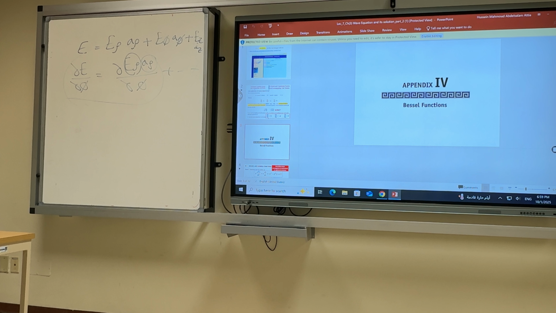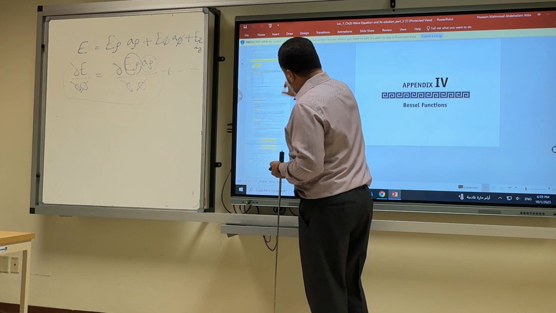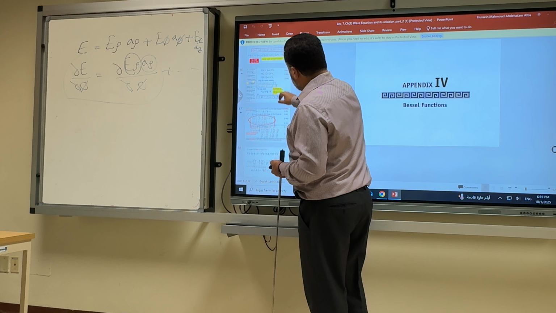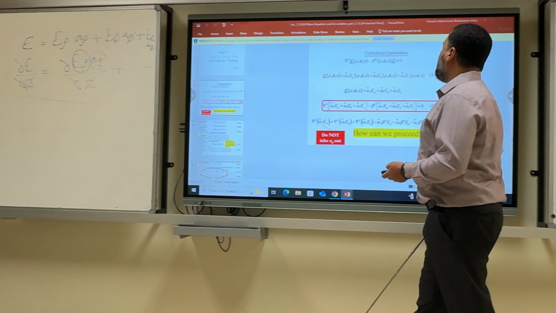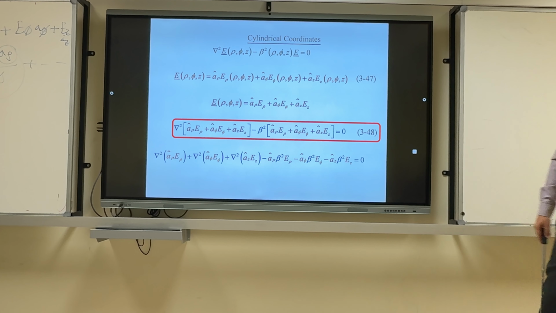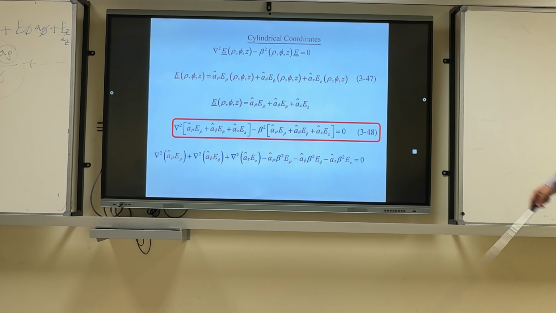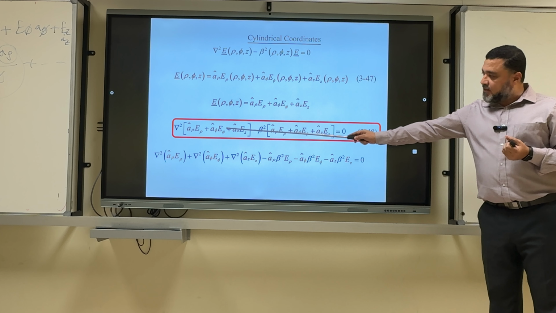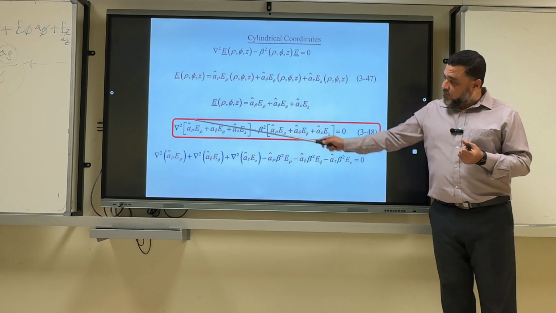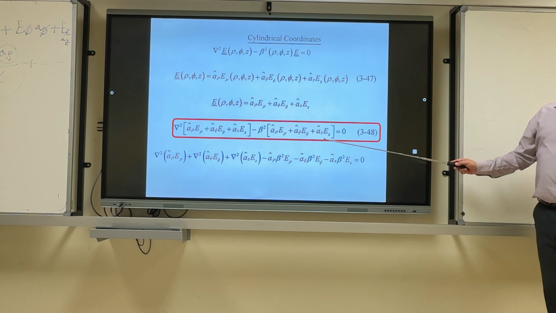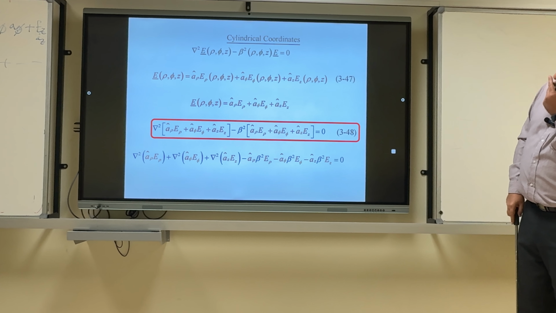So let's quickly wrap up what we said last time. We are trying to solve the wave equation in cylindrical coordinates. Then we are going to use the same equation we had for a lossless source-free medium. Then we will have the Laplacian operator for the electric field in cylindrical coordinates minus beta square times the electric field, also in cylindrical coordinates. Now what should we do next?